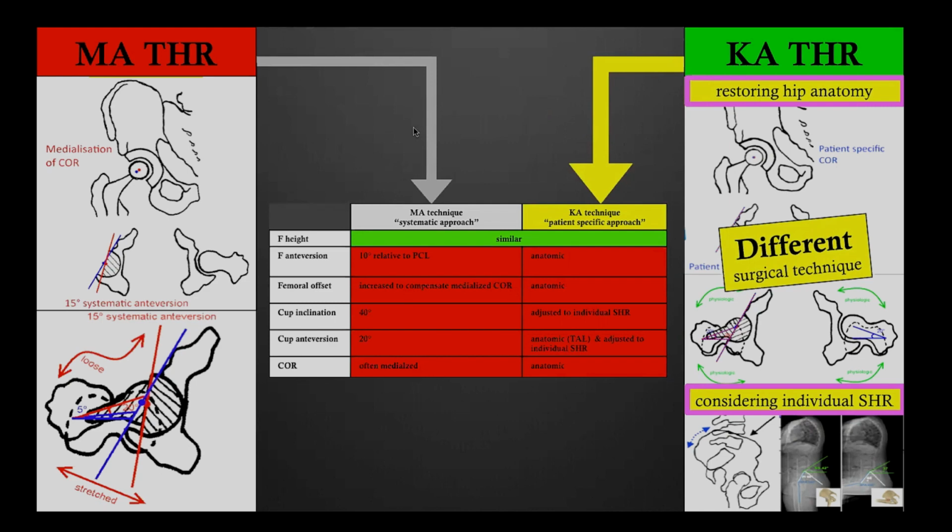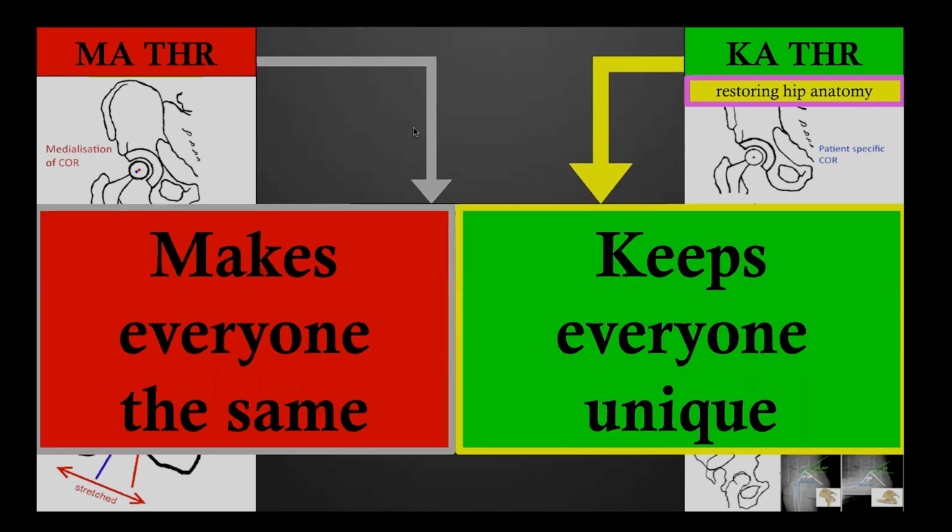If you look at the graph in the middle, you see that only the craniocaudal positioning of the femoral stem follows similar guidelines between the two techniques. Everything else is different. So they are two different surgical techniques. Why does the kinematic technique aim to keep everyone unique? Because you want to preserve patient unicity, so the anatomy. The mechanical alignment technique makes everyone the same.